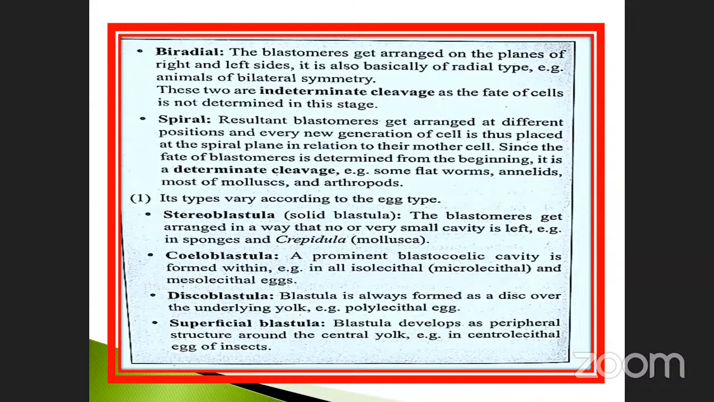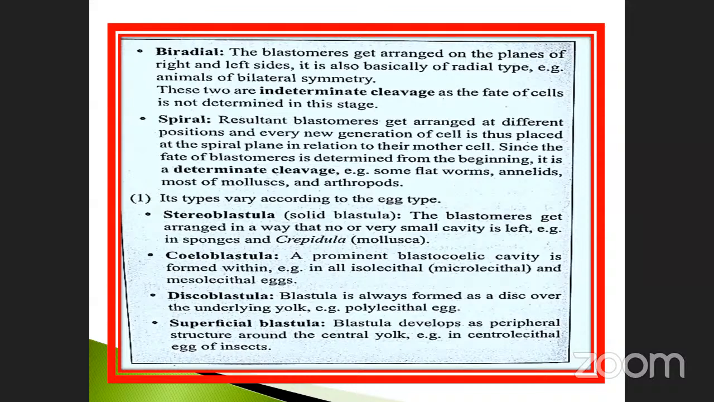Then we'll pass on to the next one. Cleavage also varies according to the egg type and blastula nature. The types are stereoblastula, coeloblastula, discoblastula and superficial blastula. Stereoblastula, otherwise called the solid blastula, has blastomeres arranged in such a way that no cavity, or a very small cavity, is left. Examples: sponges and some mollusca.